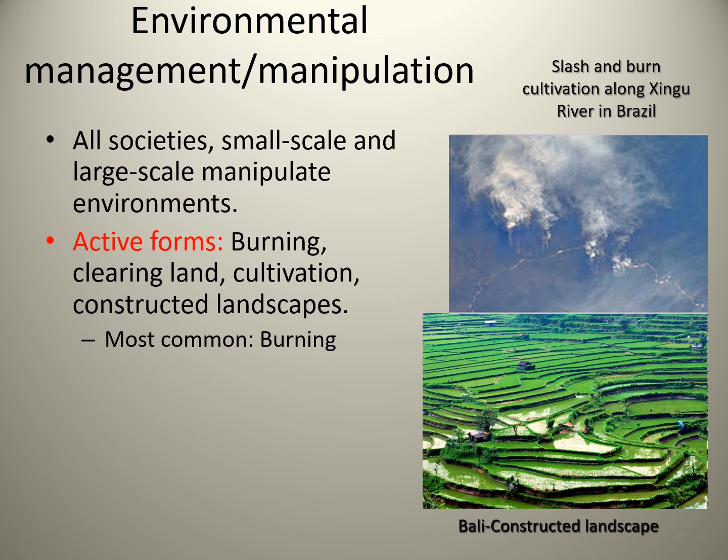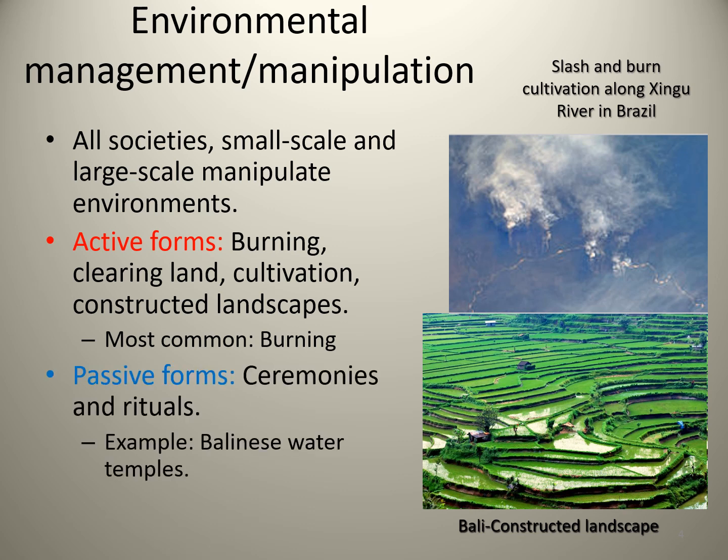Active forms of management include things like burning, slash and burn cultivation, clearing land for planting, cultivation without clearing land, also constructed landscapes like the Balinese rice terraces. The most common form of active management is burning, sort of slash and burn, you can see on the top photo on the slide. And then there's passive management.